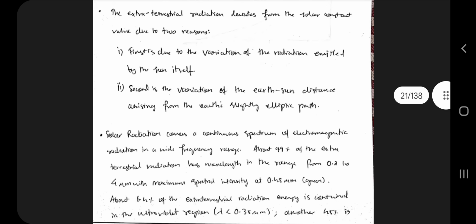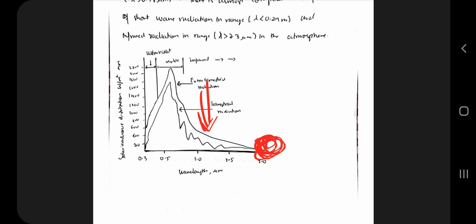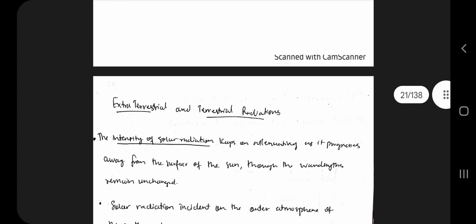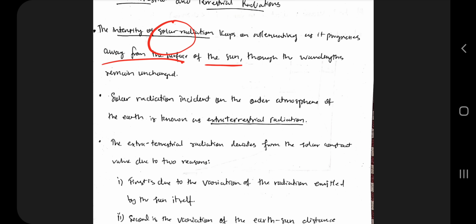As the wavelength increases, the spectral radiation decreases. As the wavelength increases, what will happen? Spectral radiation will decrease. This is the diagram you have to make at the end, and in the theory part what you have to write is that the intensity of solar radiation away from the surface of the sun and near the surface of the earth changes because of two reasons.